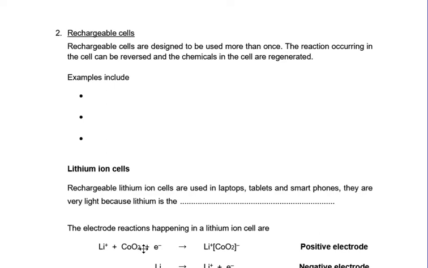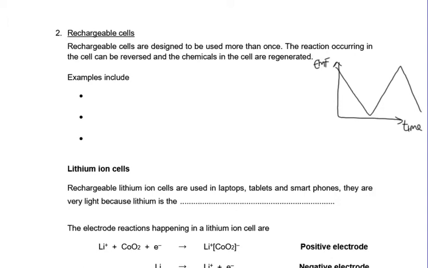So we've looked at non-rechargeable cells. What we're going to do now is look at rechargeable cells. Rechargeable cells are designed to be used more than once. So in these ones, what you'll see is if you looked at the EMF over time, you'll see that you'll use them up, but then you'll recharge them. And then you'll use them up, and then you'll recharge them, and so on. So you will be able to send them backwards and forwards.